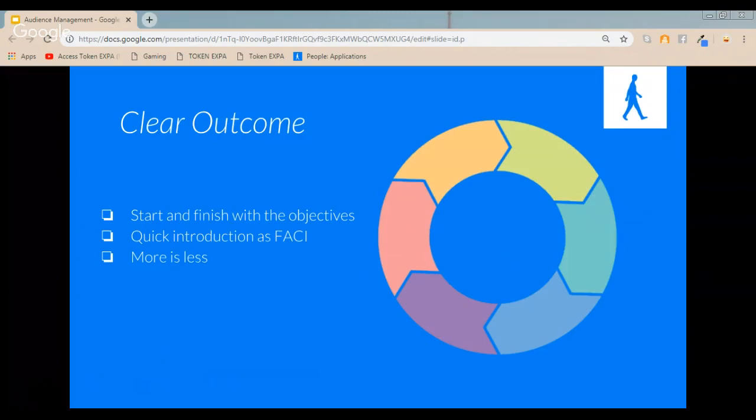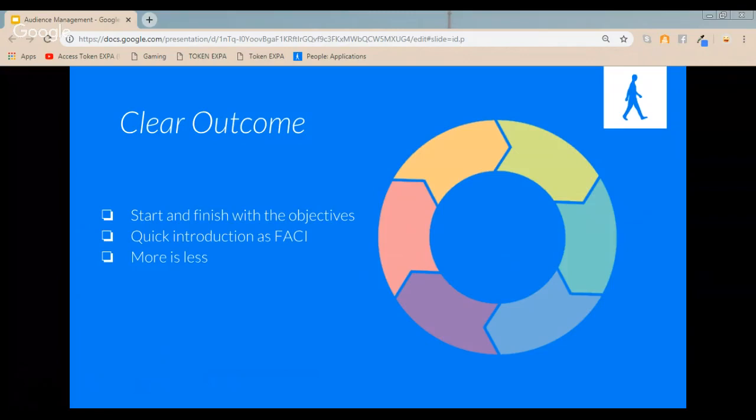So for example, you need to start and finish with the objectives of the session. So you start the session and you say, okay, during this 30 minutes or during this hour, you will learn this. And then at the end of the session, you can put the same slide, so you can assess if the knowledge that you wanted to pass is there.